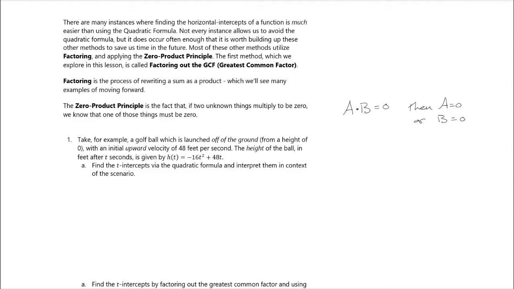The idea of factoring is a process of rewriting a sum as a product. So we're going to see many examples of this, but let me show, if I just had the number 6, I can rewrite that as 2 times 3. That is a form of factoring. It's kind of weird because it's not a sum the way that it's written here, but it's still another idea that is factoring. We're rewriting something as a product that wasn't previously written as a product.